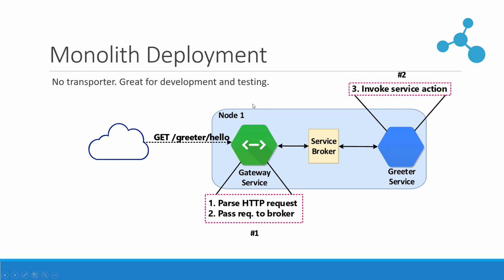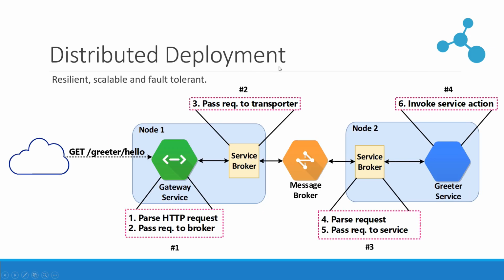So if our node over here goes down, our whole application will go offline. So we might consider another kind of deployment, such as distributed deployment. In this case, we have a service per node. In a distributed deployment, the services are considered remote, so they need to use a transporter, which usually involves the presence of a message broker, for inter-services communication.